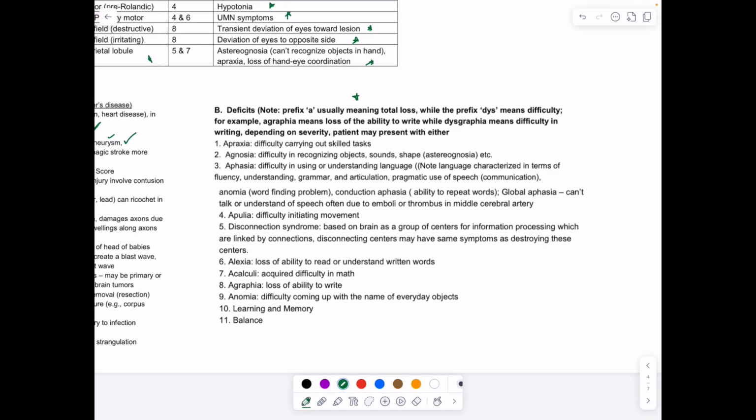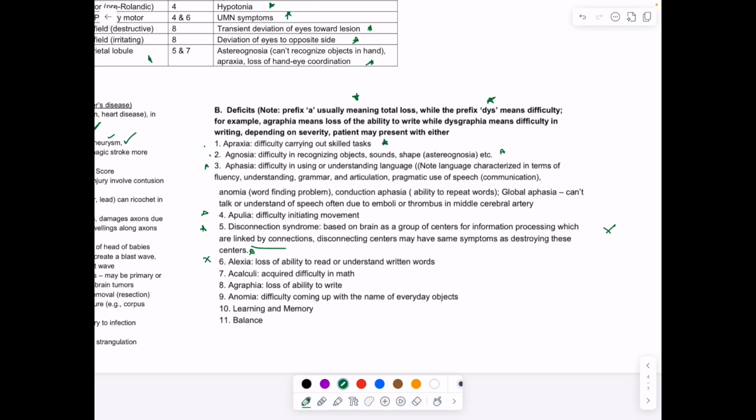Deficits: we were told that a- means total loss, and dys- means difficulty. So apraxia is difficulty carrying out skilled tasks. Agnosia, difficulty recognizing objects. Aphasia, difficulty understanding language. Abulia, difficulty initiating movement. Disconnection syndrome, disconnecting centers. The brain is a group of centers for processing information which are linked by connections. Disconnecting centers may have the symptoms of destroying those centers.